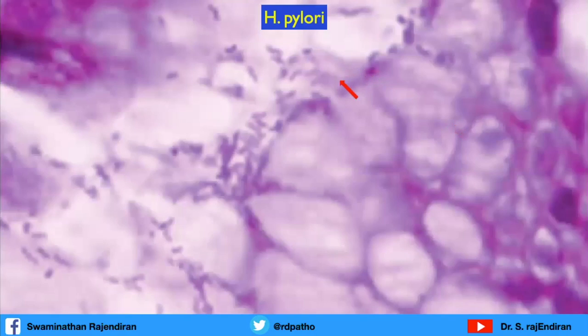Here, now we are coming to cytology. You see in the intraluminal area or in the lumen, you see a lot of comma-shaped or rods sitting on the epithelium, not going into the epithelium. So these are all the H. pylori in the oil immersion.